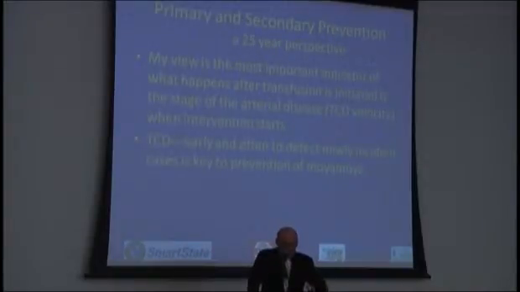And my view is the most important indicator of what happens after transfusion is stopped is the state of the arterial disease when it starts. What is the initial TCD? If it is close to 200, then I think your likelihood of a good outcome and a reversion of the TCD is very high. If it's closer to 250 or 300, and I think the highest we saw was a 330, then I think it's less clear that you're going to have a good long-term outcome.